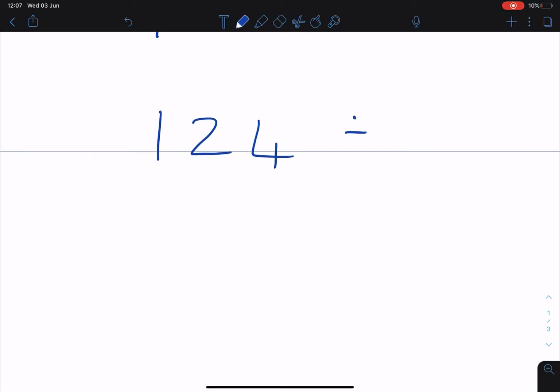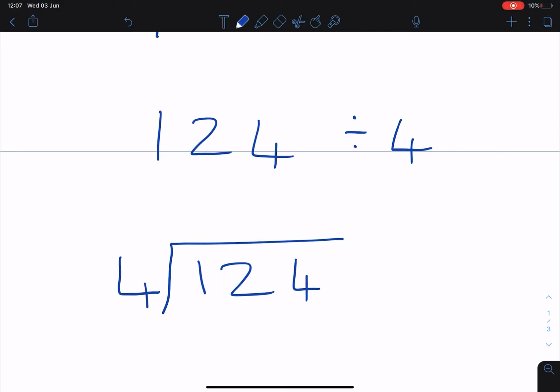124 divided by 4. The big number goes inside the house and the little number goes outside and knocks on the door to say, how many times can I fit inside? 4 does not fit into 1, so we leave that space. We give the 1 to the 2. Now it is 12. 4 fits into 12 3 times. 4 fits into 4 once.